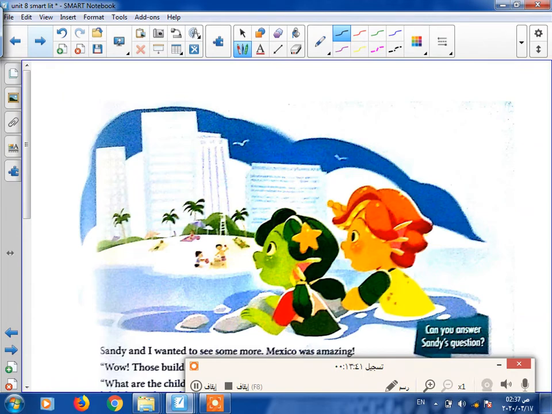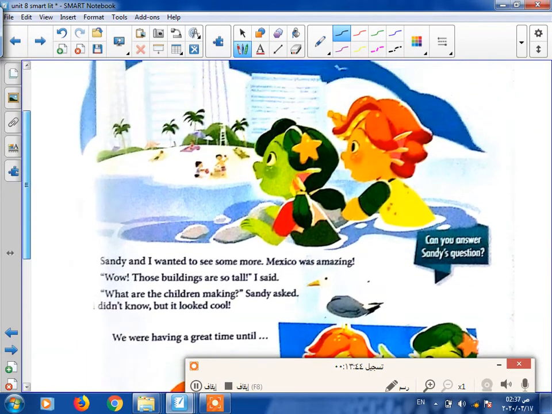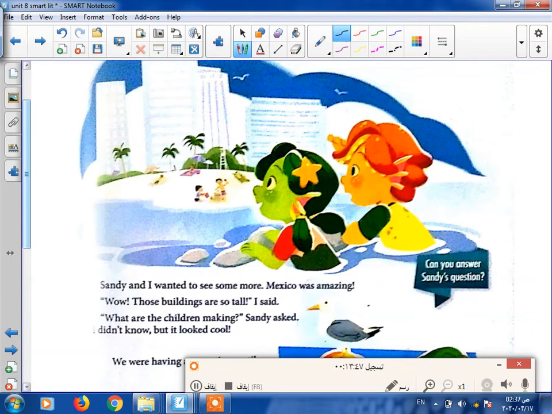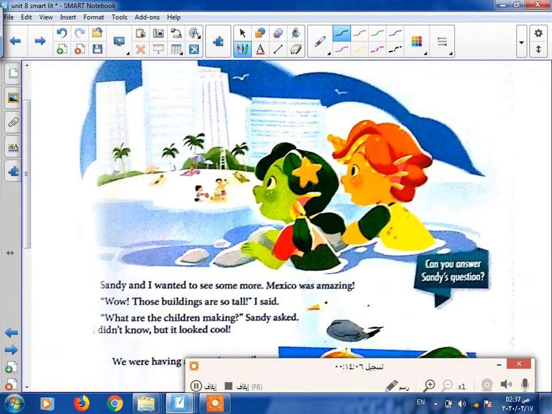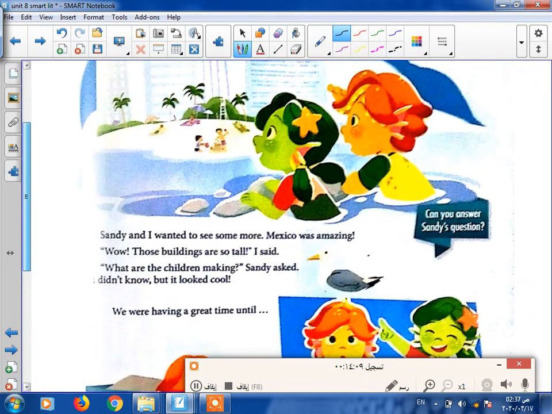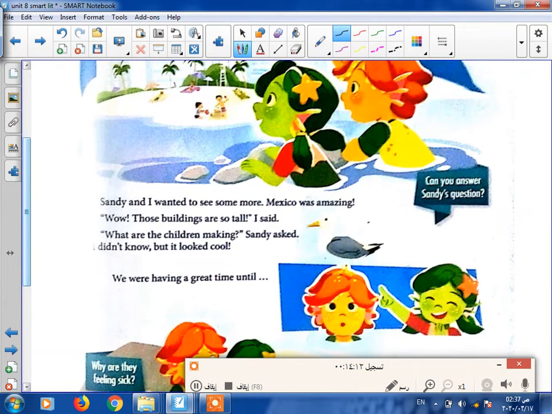Turn the page. So, Junior 3, can you look at this picture? Imagine by yourselves, kids. Where? They are in Mexico. And they saw tall buildings and they saw children playing on the beach. So Sandy and her sister are very happy. It looked cool, something nice.